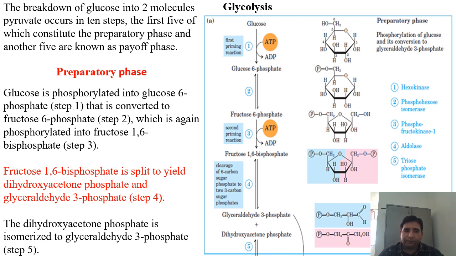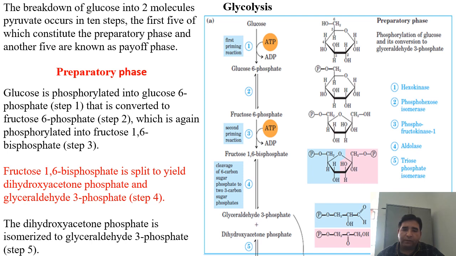In the first step, glucose is phosphorylated into glucose 6 phosphate. Then glucose 6 phosphate is converted into fructose 6 phosphate by the enzyme isomerase. In the third step, fructose 6 phosphate takes another phosphate and makes fructose 1,6 bisphosphate. Then in the fourth step, fructose 1,6 bisphosphate changes into glyceraldehyde 3 phosphate and dihydroxyacetone phosphate.